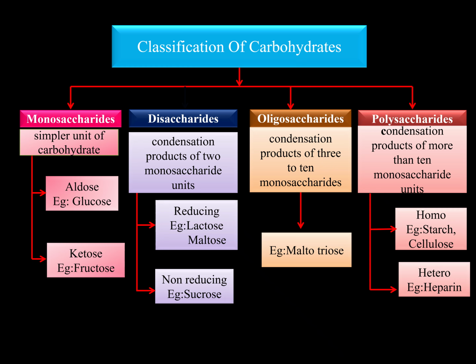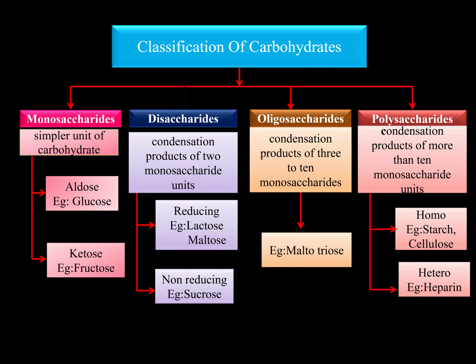Carbohydrates can also be classified as aldoses and ketoses. If the carbonyl group is an aldehyde group, it is called an aldose. For example, glucose is an aldose. If the carbonyl group is a ketone group, it is called a ketose. For example, fructose is a ketose.